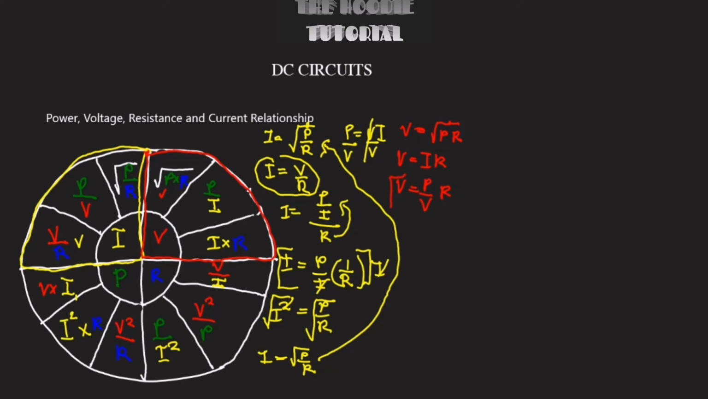So we have V on both sides. If we multiply by V, we have V squared is equal to, this would cancel, leaving behind P R.